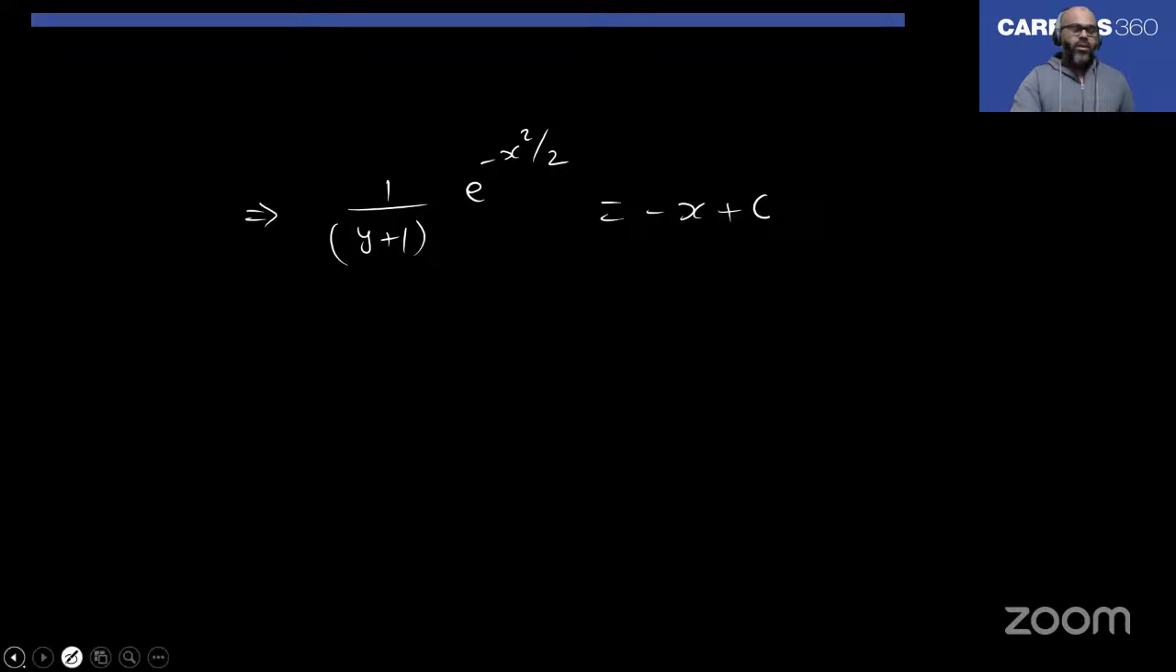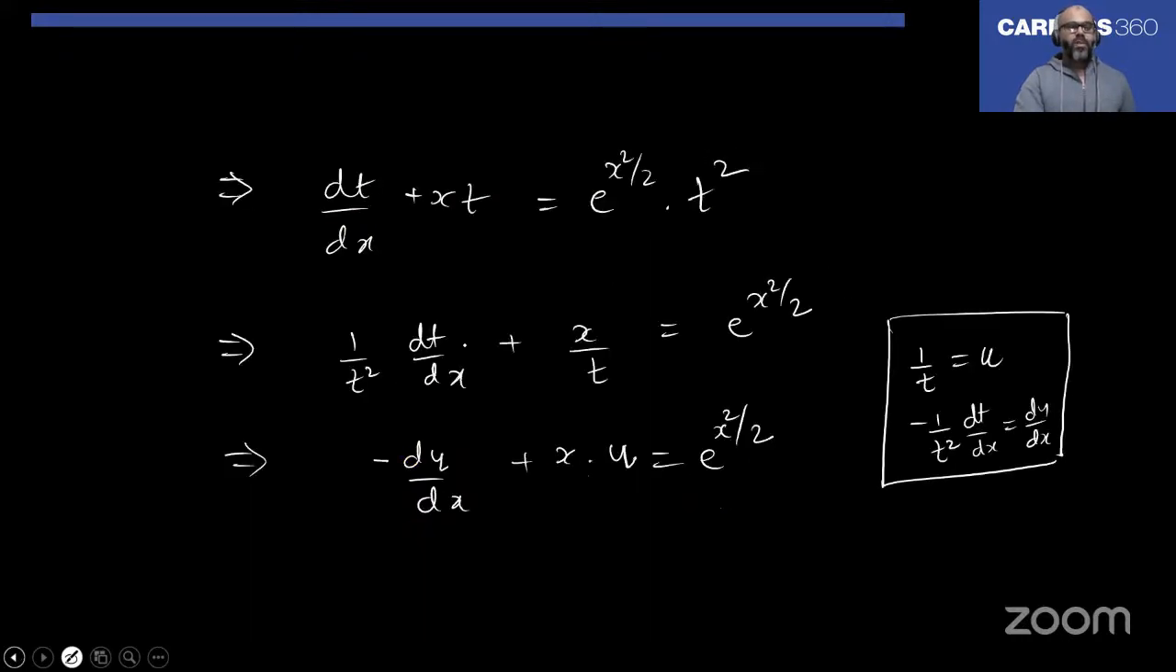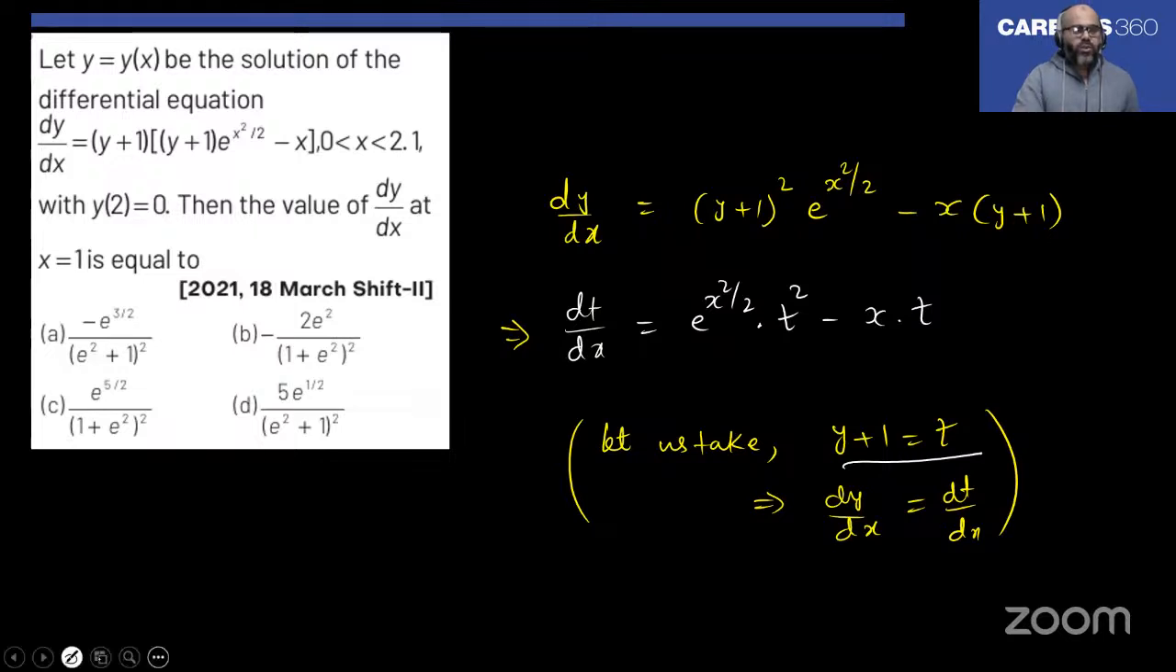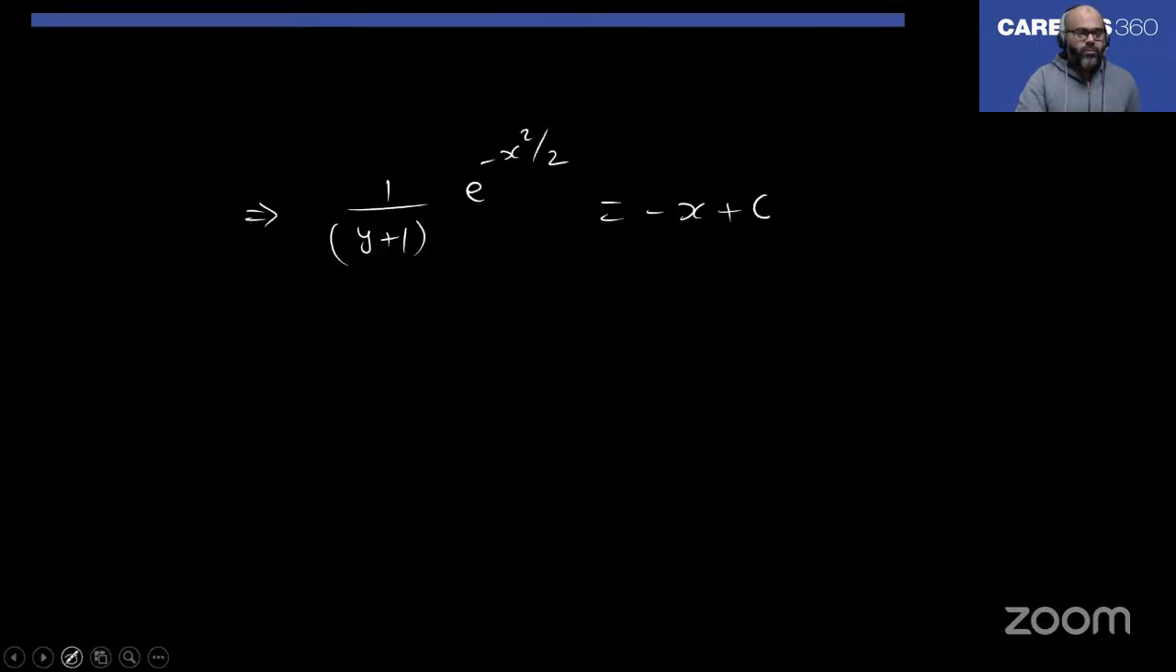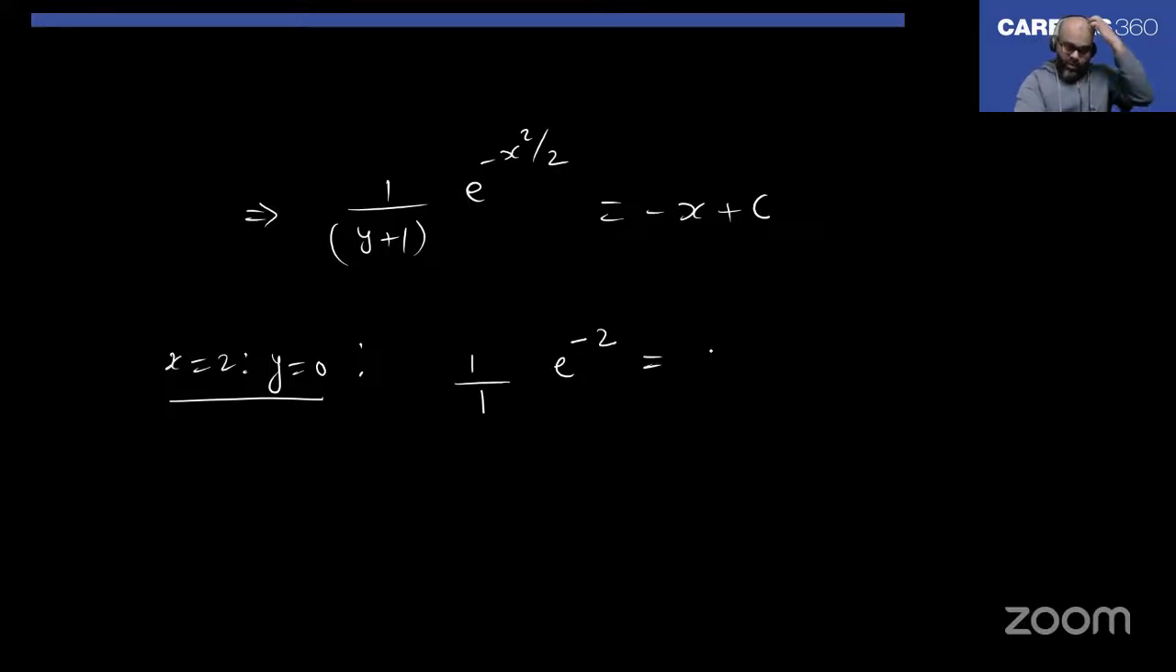Okay. Now if you see here, y(2) is equal to 0. This is the initial condition given. y(2) is equal to 0. So x is equal to 2, y equal to 0. So this will become 1 by 1, e to the power minus 2, it will become 2 square by 2, is equal to minus 2 plus c. So c is equal to 2 plus 1 by e square. This is what we will get.